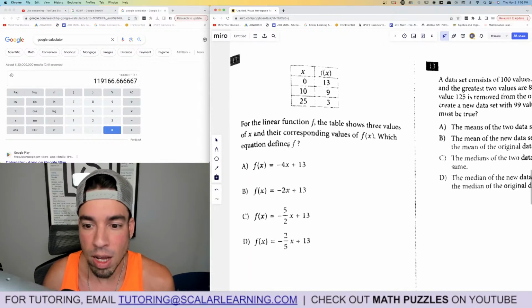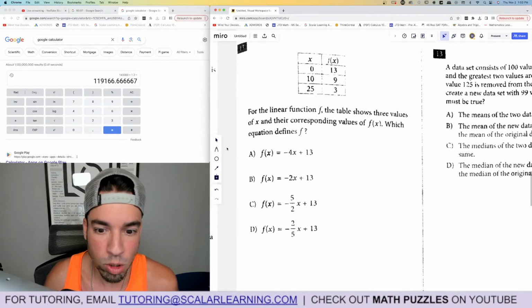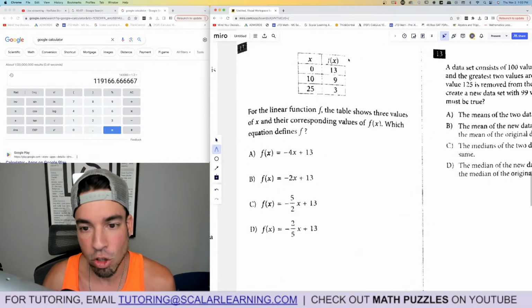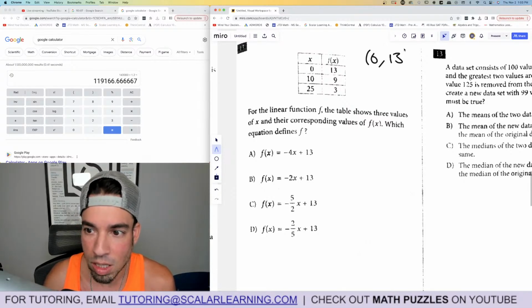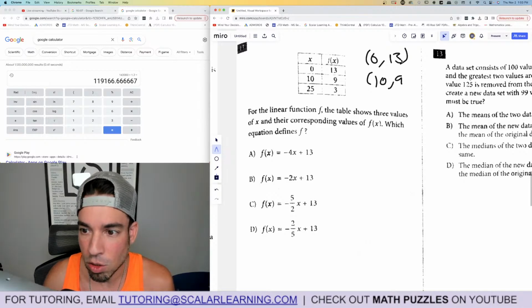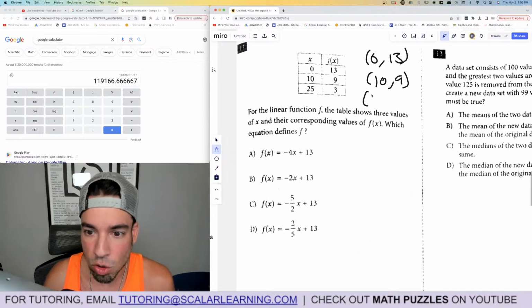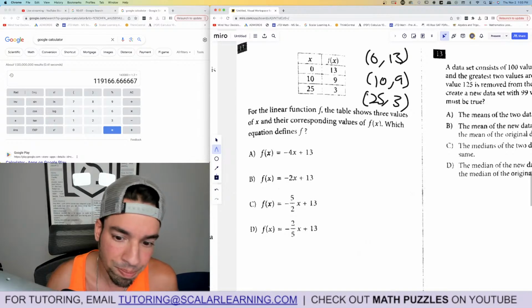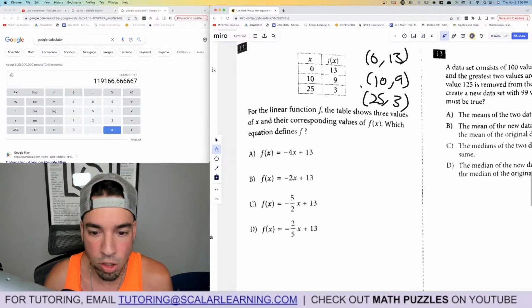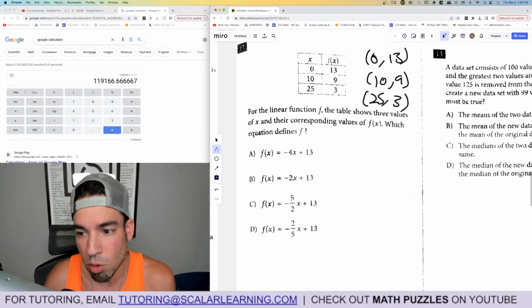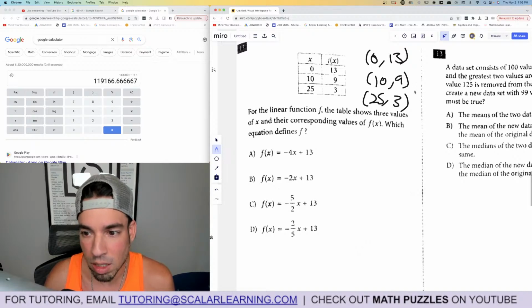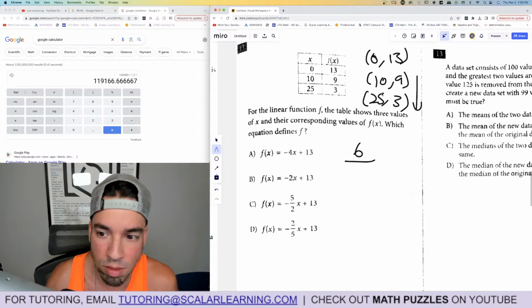All right, 11. For the linear function f, the table shows 3 values of x and the corresponding values of f of x. Which of the following defines f? All right, another linear equation. And these are really coordinates, right? 0, 13, 10, 9. That's the y-intercept, by the way, 13. And then 25, 3. They all have that nice y-intercept of 13. We need to calculate the slope. Let's choose any 2 points and subtract down. Let's do these bottom 2. So we subtract down. Difference of the y's on top, 9 minus 3 is 6. Difference of the x's on the bottom.